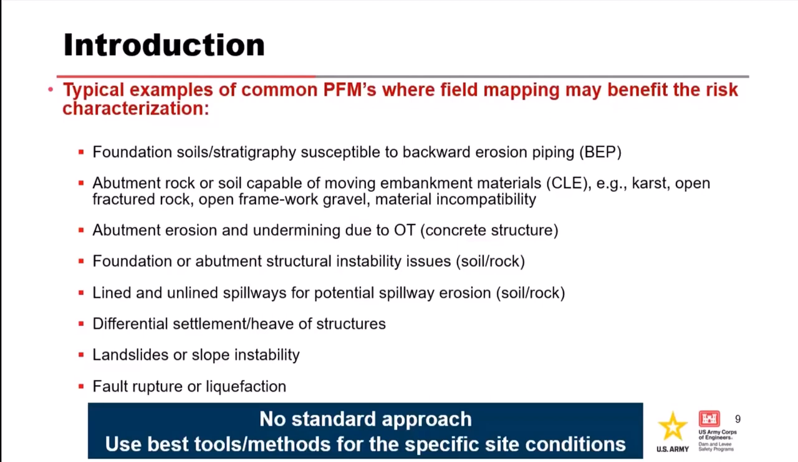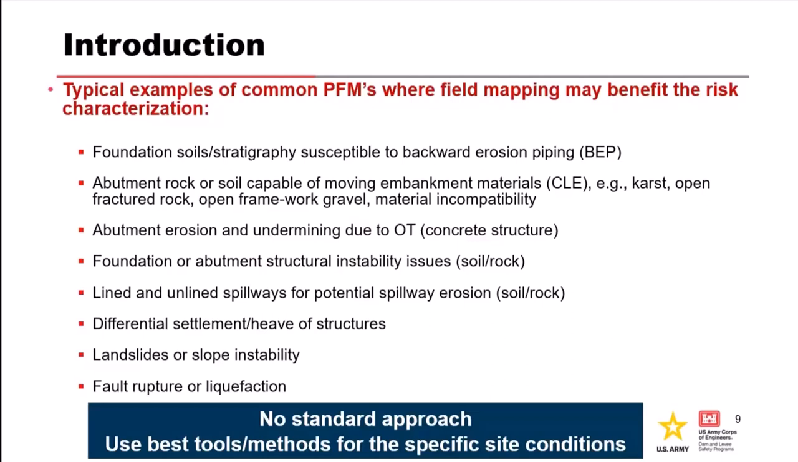What's the abutment rock? Is the abutment rock capable of moving materials, right? So do we have karst features? What's the extent of karst? What's the magnitude and the spatial distribution of karst? Is it significant or is it in a specific unit or does it exist in the foundation? Same with rock joints or maybe an open framework type gravel. We can put some of that information together by walking the ground and documenting it on maps.